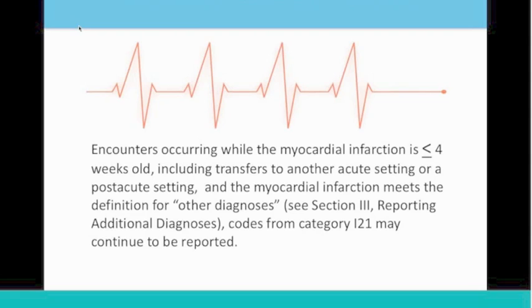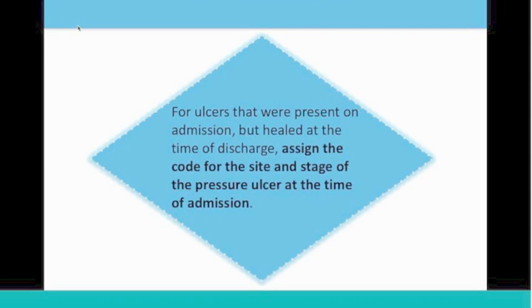Acute myocardial infarctions. For encounters occurring when a myocardial infarction is equal to or less than 4 weeks old, including transfers from one acute setting to another or a post-acute setting, and the myocardial infarction meets the definition for other diagnoses, you're going to see Section 3, reporting additional diagnoses. Codes from I21 may continue to be reported.